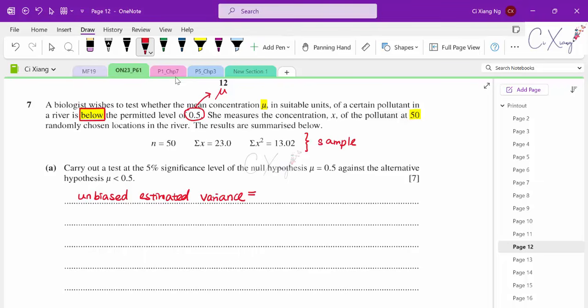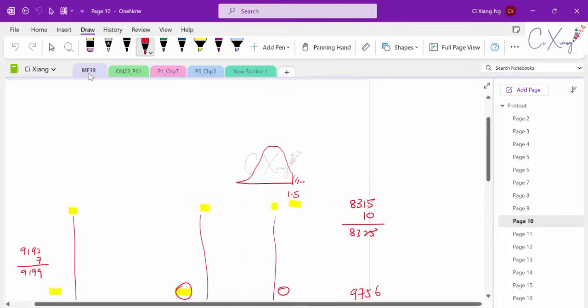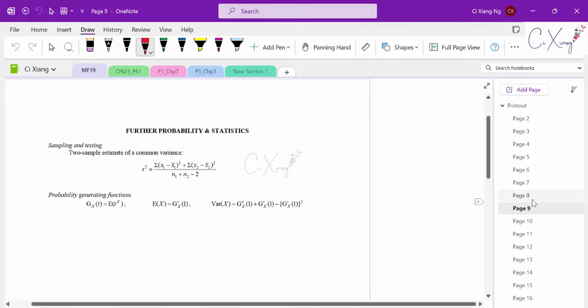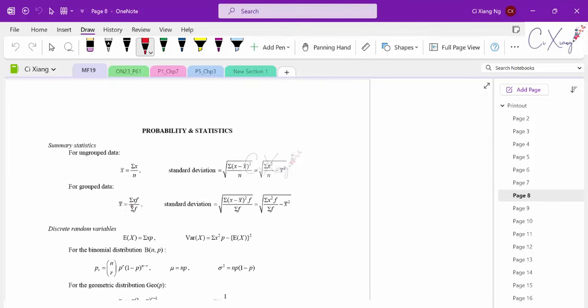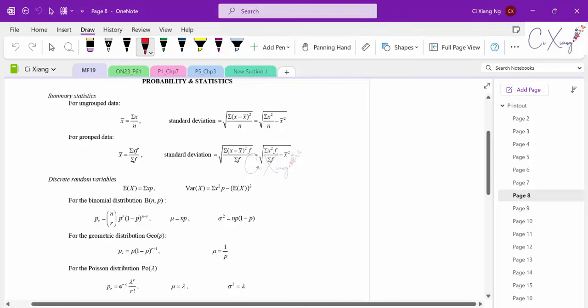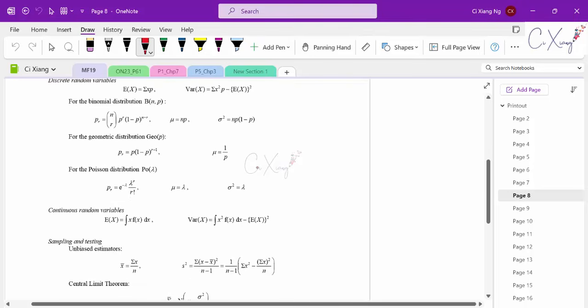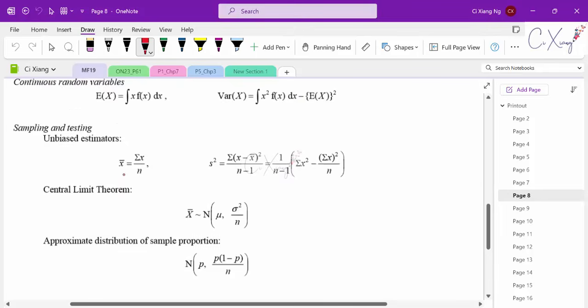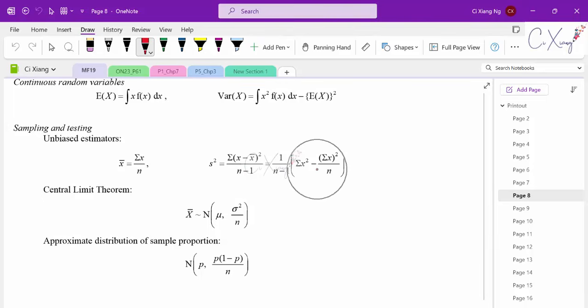Again, what is the formula? Just in case you already forgot the formula for this unbiased estimated variance, you can get it from our formula booklet. There are two here. First one is this one, second one is this one. According to the data that we have, it is easier for us to use the second one because we don't have the value for the summation of x minus mean squared. We only have this. So we are going to use this formula. Try to remember it, and if you cannot, you can refer to the formula booklet.